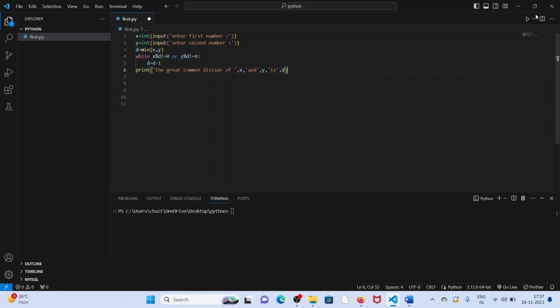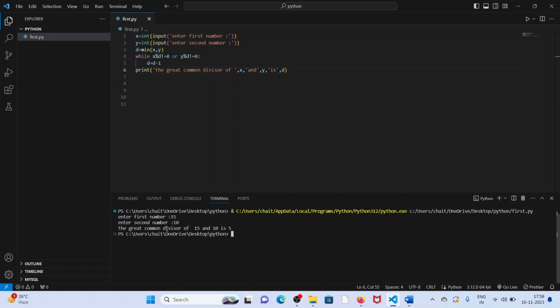Now check the output first. Enter first number, I'm entering 15. Enter second number, I'm entering 10. The greatest common divisor of 15 and 10 is 5. 5 is the greatest common divisor here.